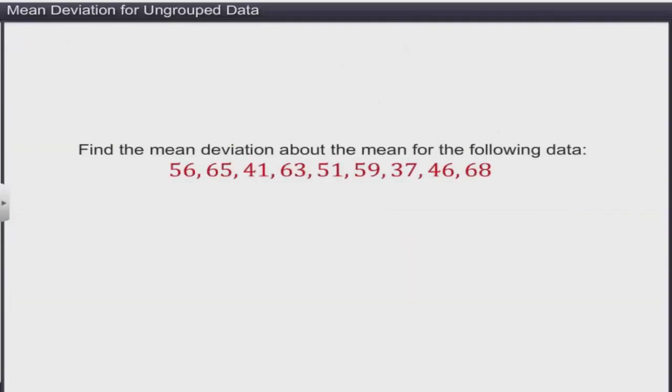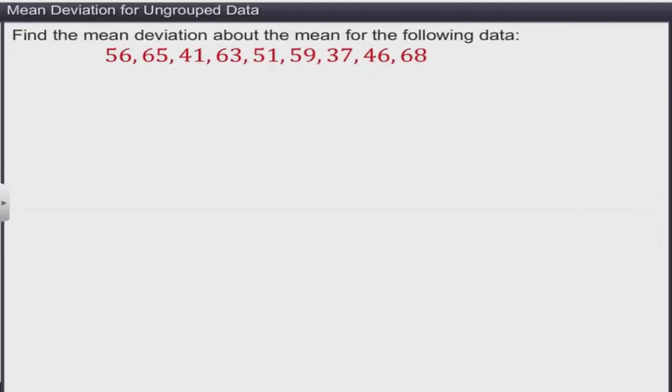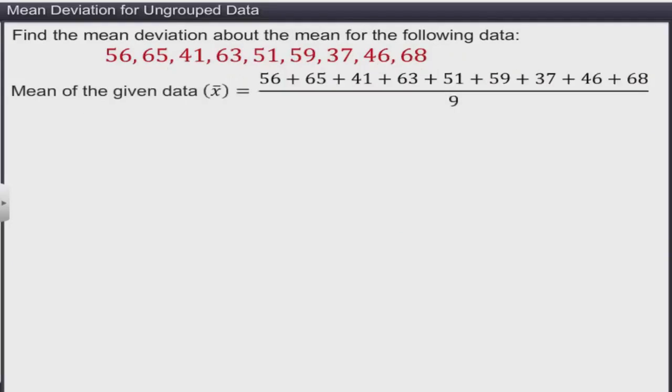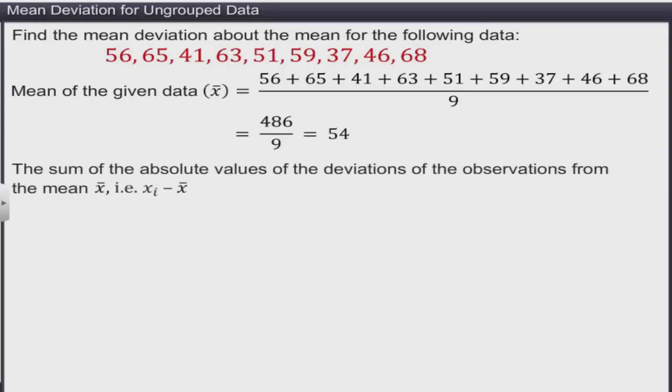Let's look at an example where we need to find the mean deviation of the given data. The mean of the given data, x bar, is equal to the sum of the observations divided by the number of observations. This is equal to 54. Now, we'll find the sum of the absolute values of the deviations of all the observations from the mean x bar.